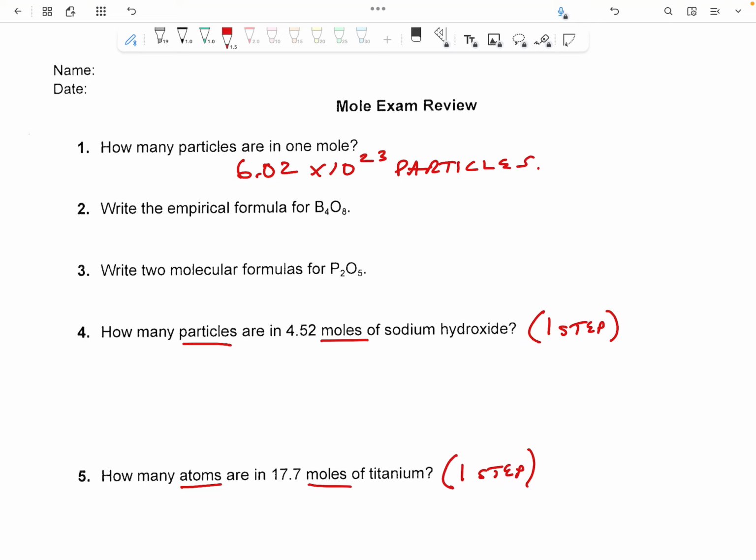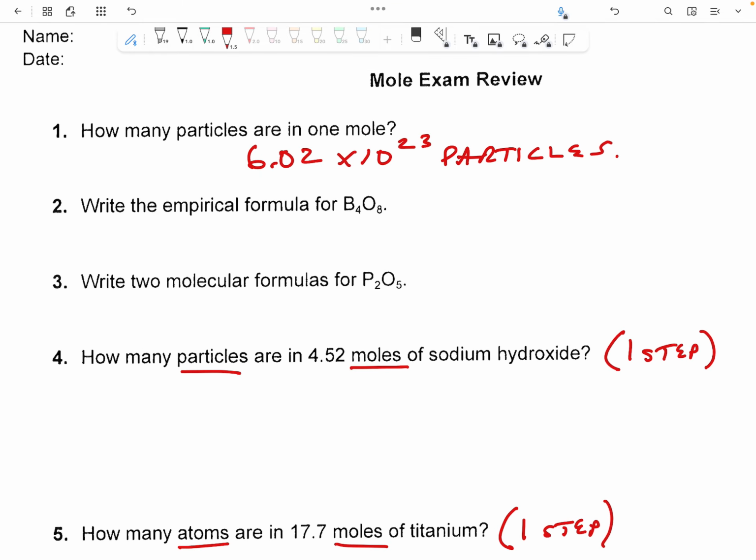Empirical formula for B4O8. Well, B4O8 is a molecular formula and it can be reduced. You look at the subscripts and we see that the 4 and the 8 can be reduced down. They both have a 4 in common. 4 divided by 4 is 1. 8 divided by 4 is 2. Comes out to be BO2.